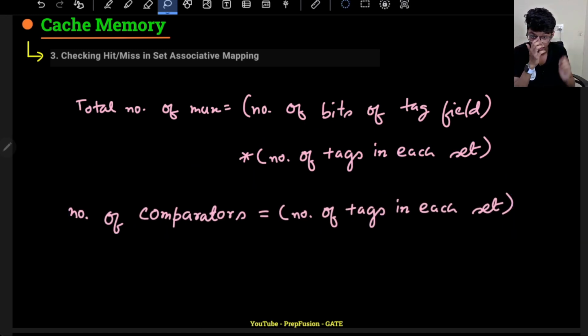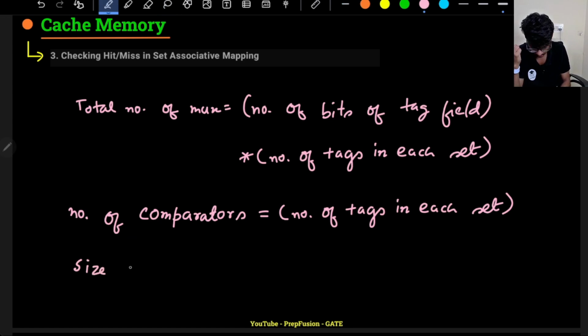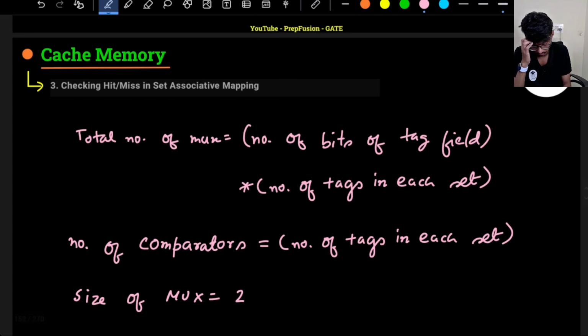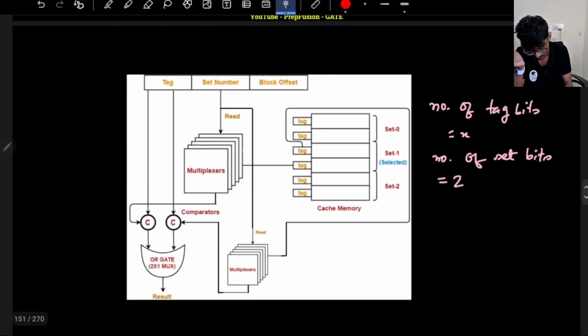Number of tags in each set. Okay, now what are the size of mux and the size of the comparator? Size of mux will be 2 raised to power number of bits in the cache field. Or yes, number of, because each mux will propagate all the tags, right?